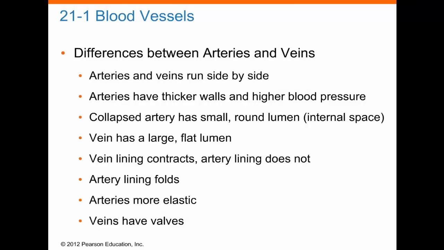So a collapsed artery has a small round lumen, an internal space, whereas a vein has a large flat lumen, so it doesn't have enough structure to hold itself open. Vein linings contract and artery linings do not. Artery lining has folds and arteries are more elastic. Veins have the distinctive presence of valves. We'll talk about valves in a minute.